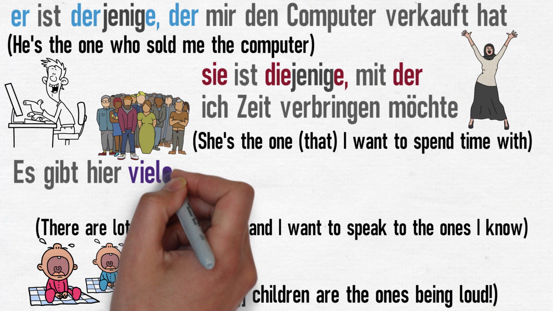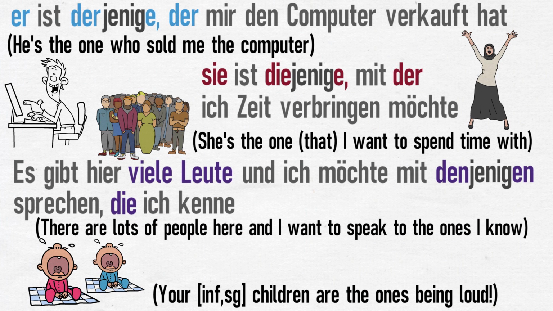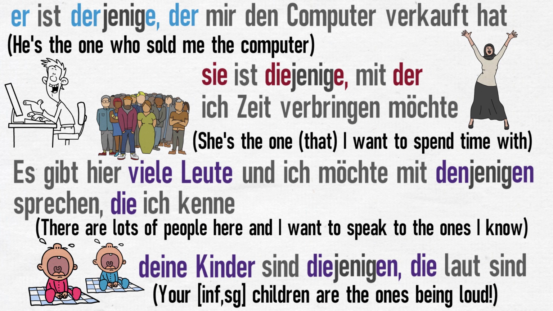Es gibt hier viele Leute, und ich möchte mit denjenigen sprechen, die ich kenne. As we've used mit and are referring to people, Leute, which is a plural noun, we need to use the dative plural version of derjenige, which is denjenigen. Deine Kinder sind diejenigen, die laut sind. Once more, we use the nominative with sein, and deine Kinder is a plural noun, so we use the nominative plural of derjenige, which is diejenigen.